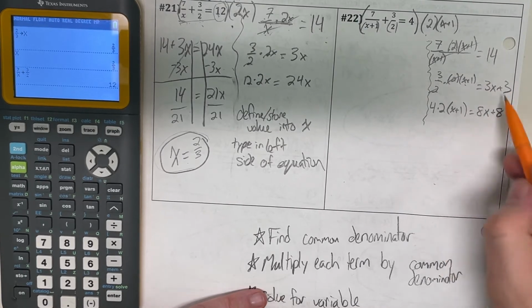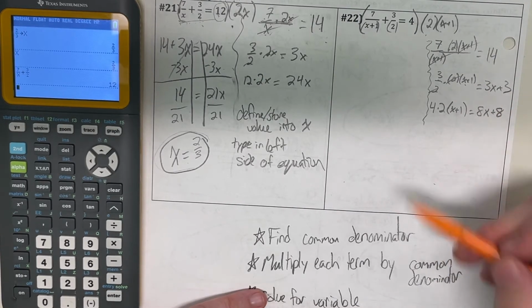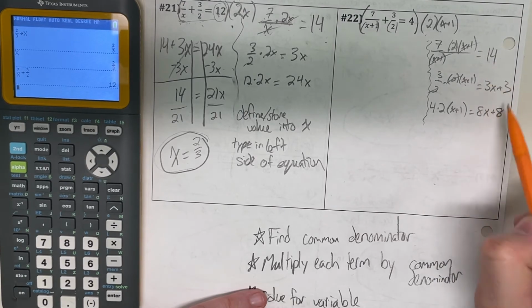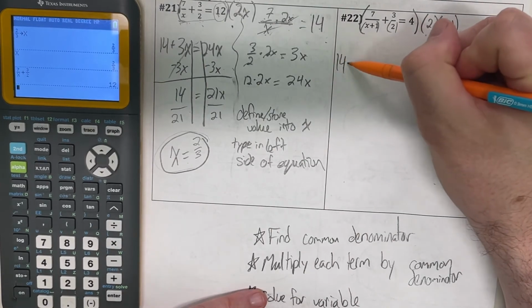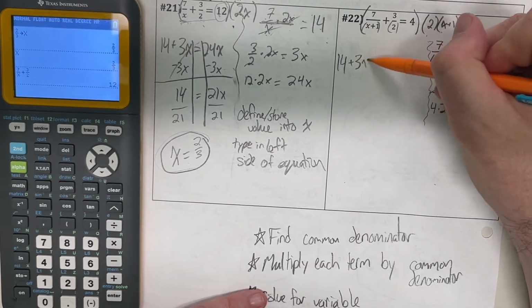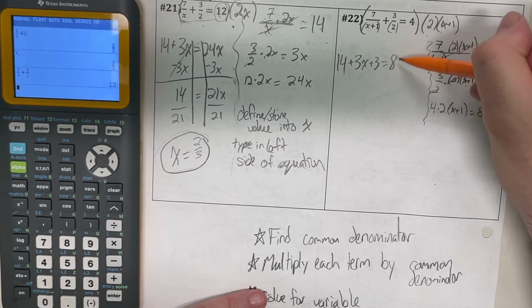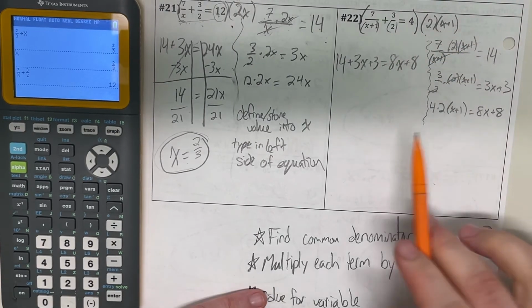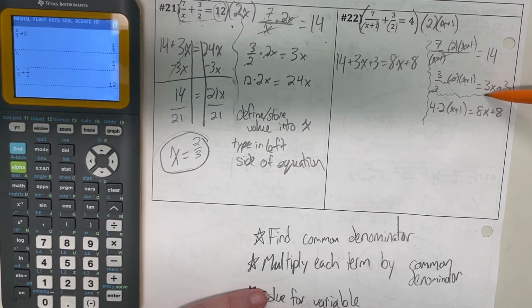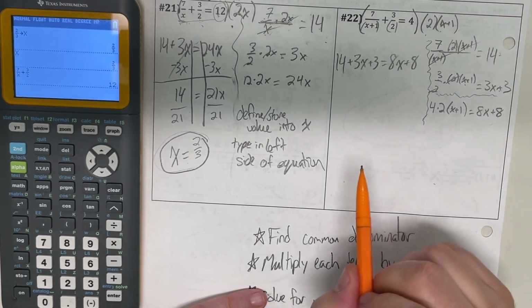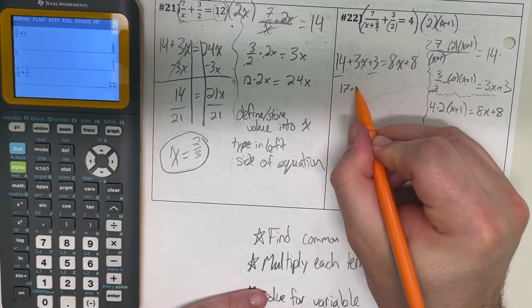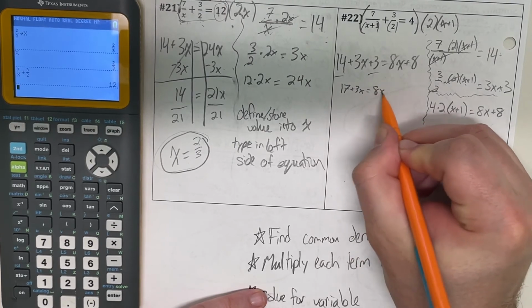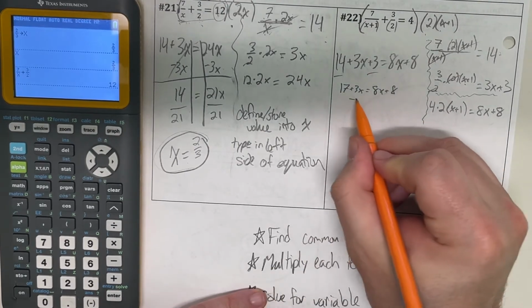So again, be careful when you're using the distributive property. Again, take one term at a time, and we're going to say, okay, this is going to be our new equation. So I have 14 plus 3x plus 3 equals 8x plus 8. And if you need to, you can break this apart when you're writing it. That way you remember, hey, it's the left side equals the right side. Be able to combine like terms, so this is going to be 17 plus 3x equals 8x plus 8. I'm going to subtract 3x from both sides again.